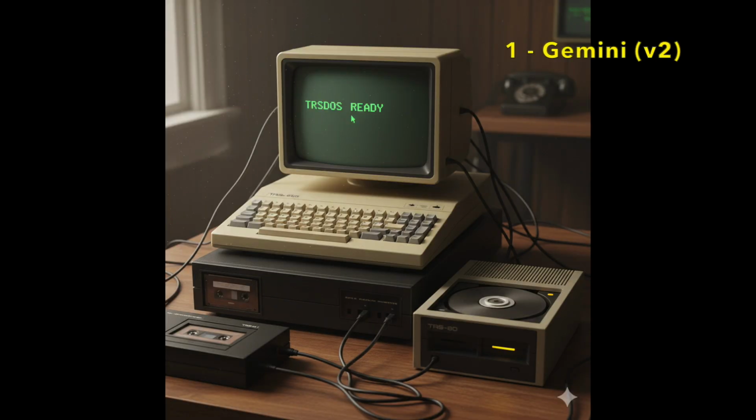So let's start off with Gemini again. Here you can see there is a cassette deck. Actually looks like there's a second one underneath the computer. The computer has a green monitor, and there is sort of a floppy drive, although it really looks kind of like a hard drive with a spinning platter.